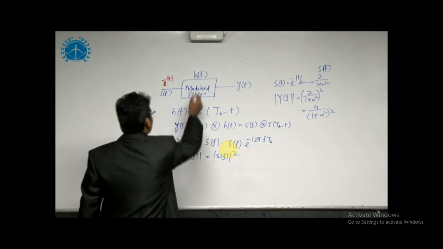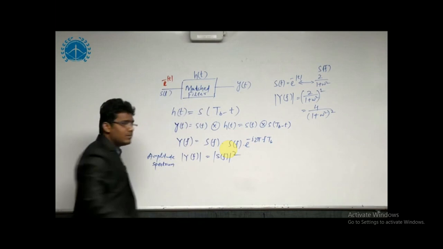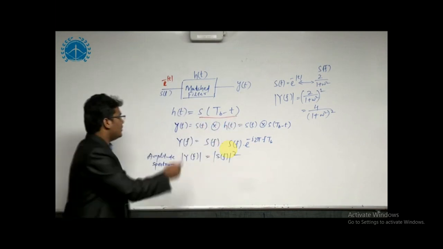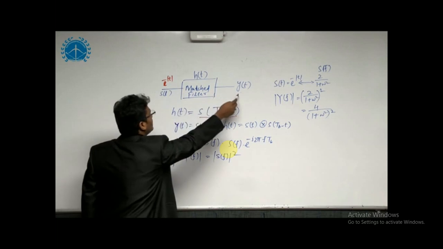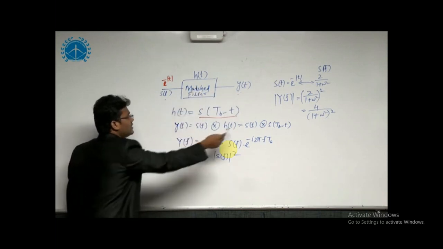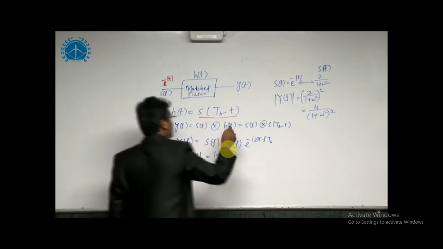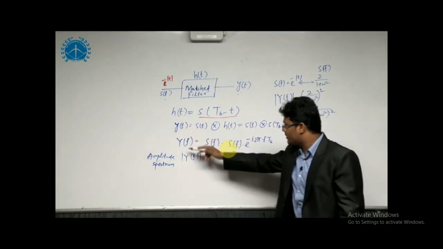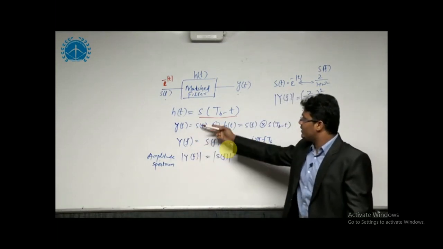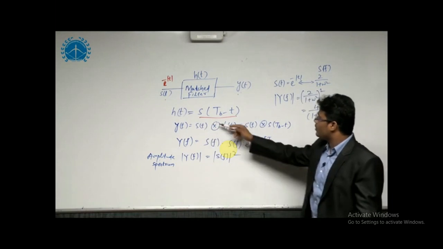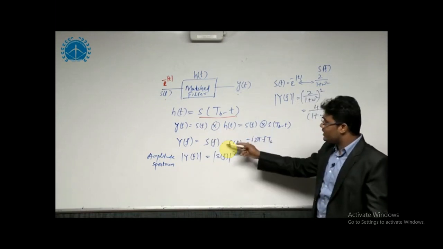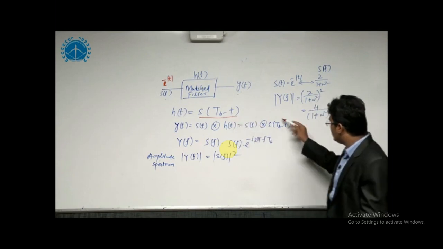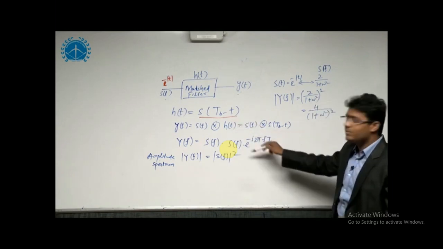So what do I know about the matched filter? The matched filter transfer function is h of t equal to s of Tb minus t. Now y of t equals s of t convolved with h of t, so in place of h of t I can write s of Tb minus t. Taking the Fourier transform of this, I get S of f for s of t, and convolution in the time domain is multiplication in the frequency domain, and a shift in the time domain is an exponential multiplication in the frequency domain.